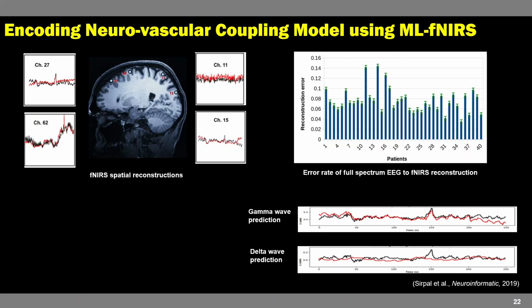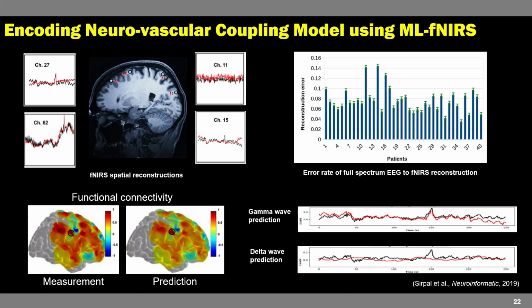So that's maybe the reason. And then they again validate using the functional connectivity. You can see in the measurement part, the fNIRS signal, some event happens in some specific cortex. In the prediction signal, they also get a similar pattern. So that is a very interesting topic.